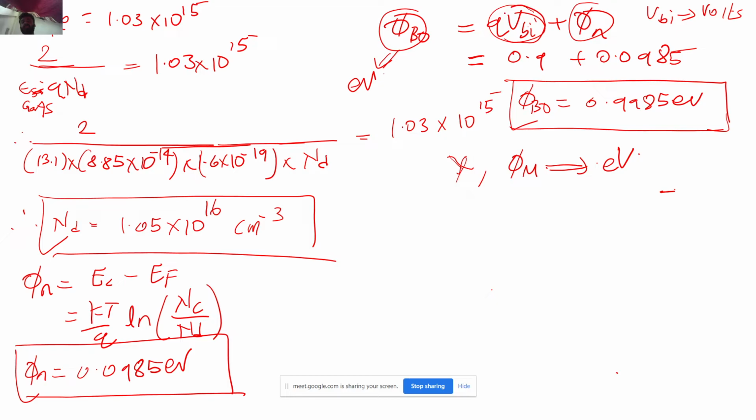Mostly your VBI itself will always be present in volts. That is a built-in potential, and we have also seen that in the case of silicon as well as germanium diodes, right? We used to get values like 0.68 volts, 0.7 volts. But the values of chi or phi m will mostly be in electron volts. So if you have any confusion, just remember this.